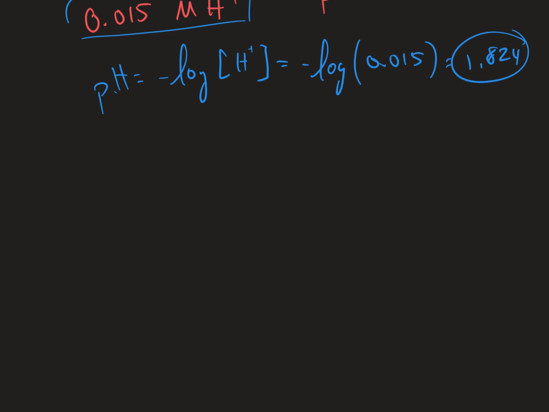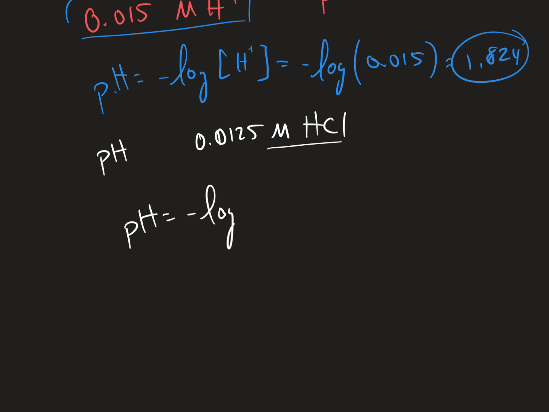So we want to find the pH of a solution that contains 0.0125 molar solution of HCl. How do we do that? We know the concentration of HCl, but to find the pH, we have to find the concentration of H plus.